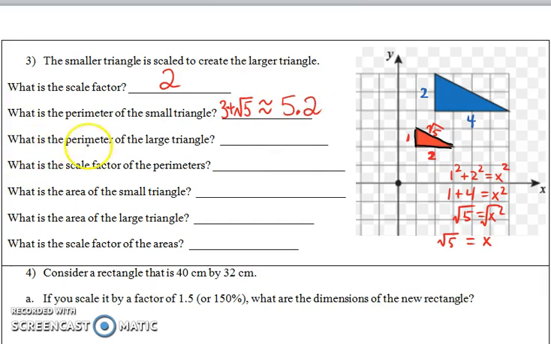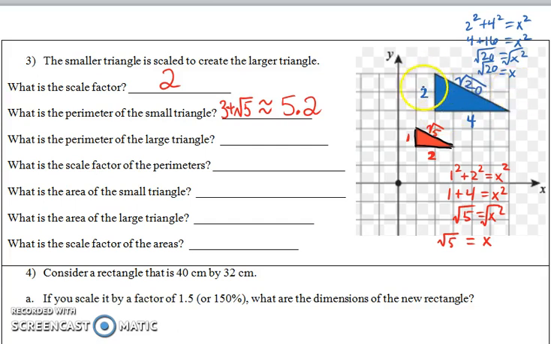Okay, then they ask, what's the perimeter of the large triangle? So again, we have the base and the height, but we don't know the hypotenuse. So let's use Pythagorean theorem. We'll call the hypotenuse x again. So 4 plus 16 gives me 20. 20 is x squared. Square rooting both sides, we get x is square root of 20. So the hypotenuse of the blue triangle is square root of 20.